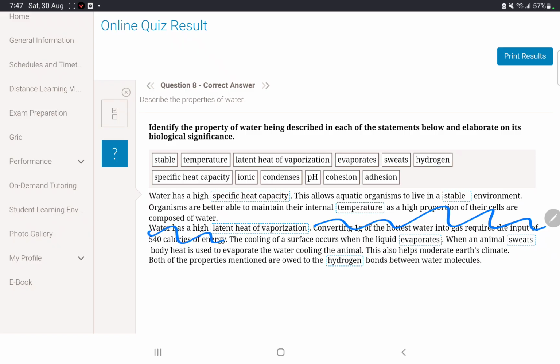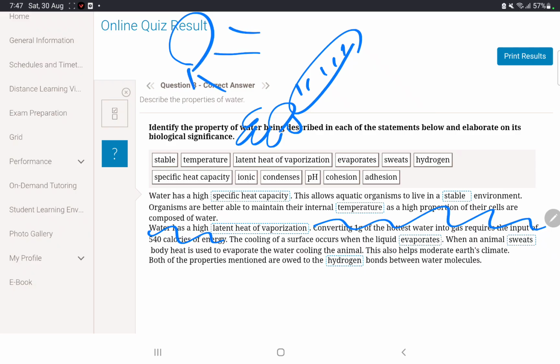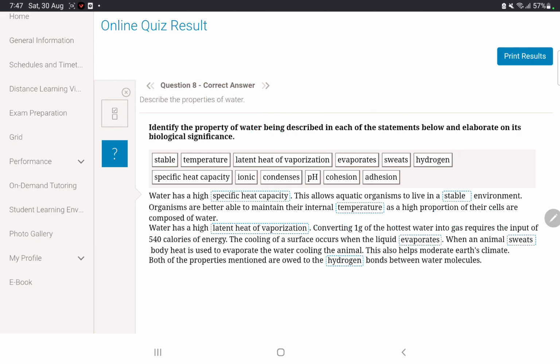The cooling of a surface occurs when the liquid evaporates. I am sweating. This is an arm. Okay, arm. Sweat. Sun. Sweat goes up. I'm cool now. Okay.